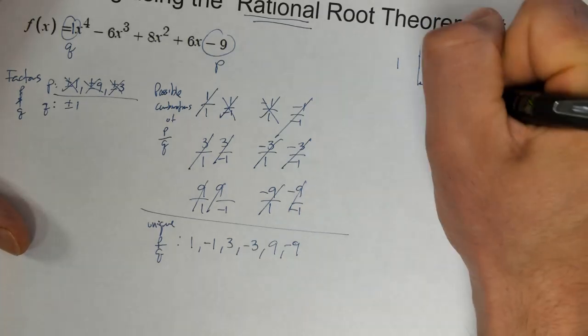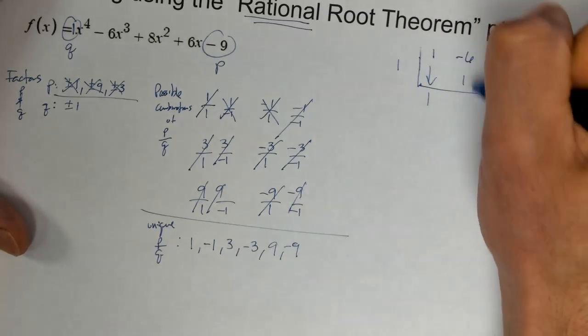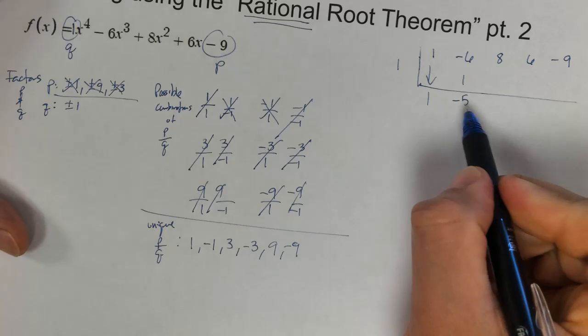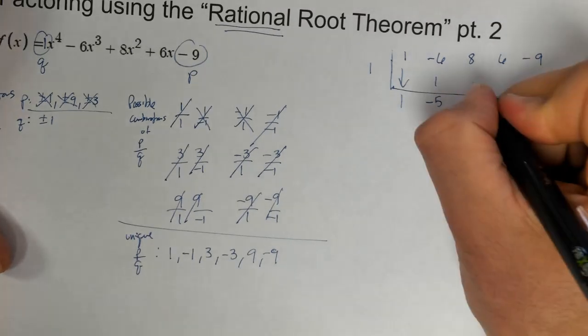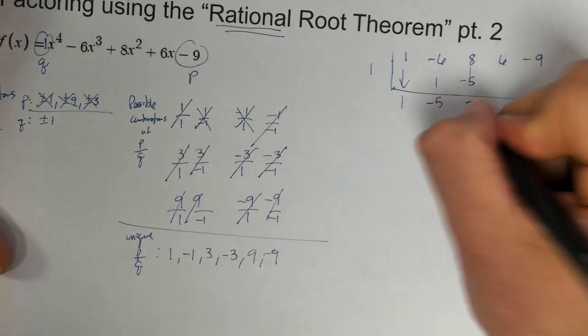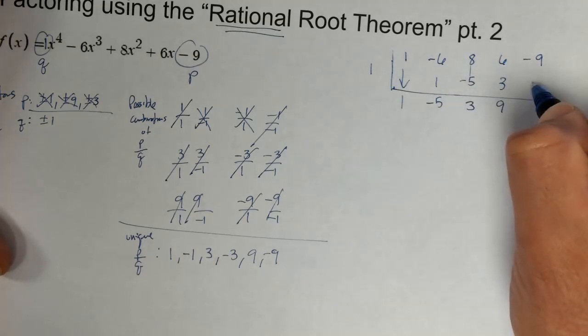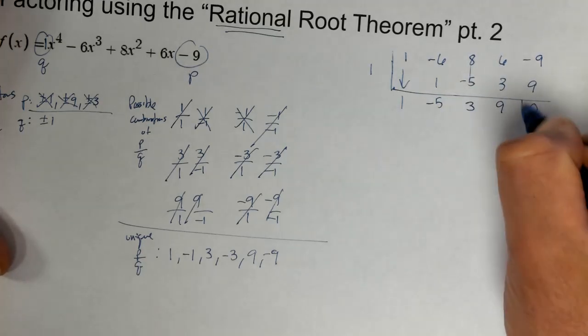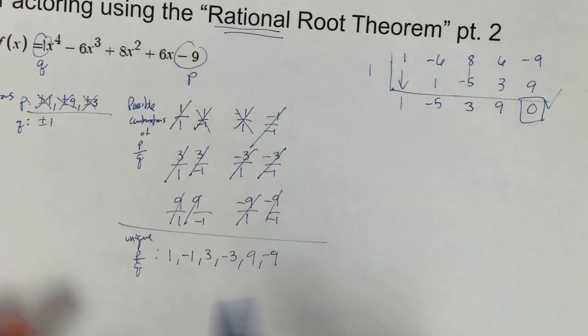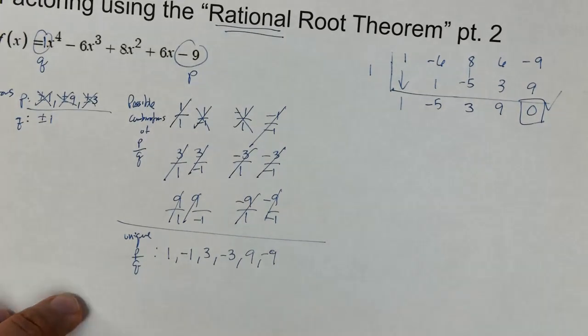Let's test it out. 1 times 1 is 1. Add them up, you get negative 5. 1 times negative 5, you get negative 5. When you add these, you get 3. 1 times 3 is 3. When you add these, you get 9. 1 times 9 is 9. That gives me a 0. That worked. I didn't have to go through all of them to make it work.